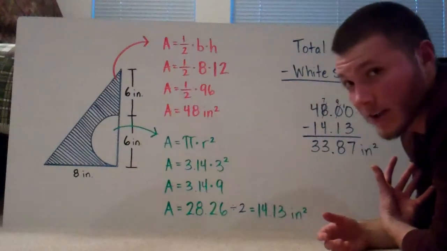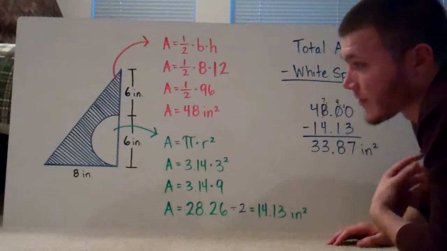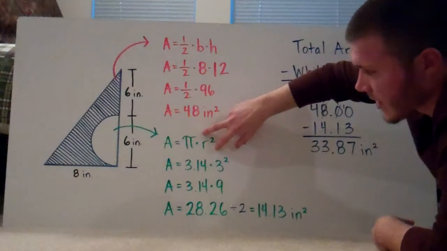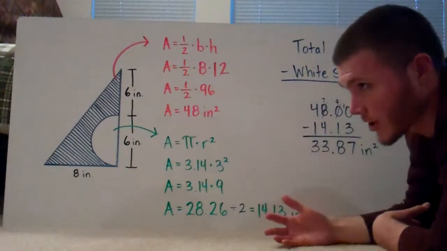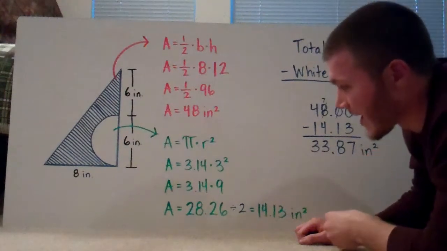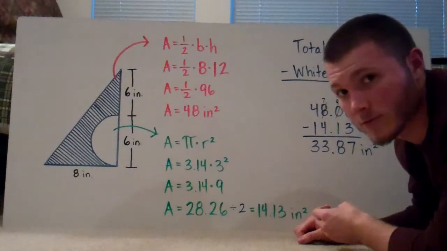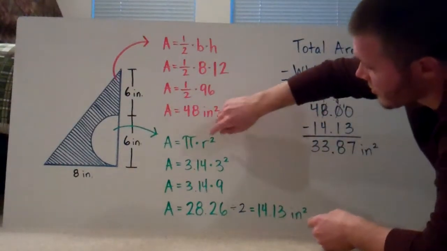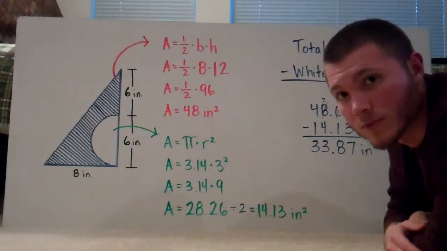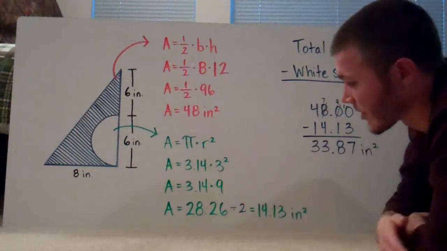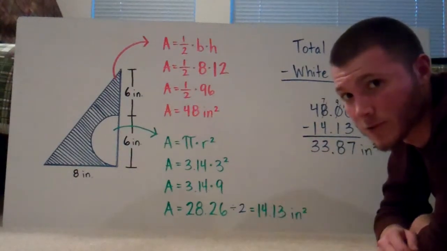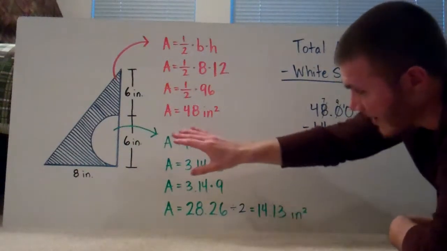When you're finding the area of a semicircle, use the circle's area formula, and after you get your answer, divide by 2. I'll say that one more time. When finding the area of a semicircle, use the circle's area formula, and then divide by 2 after you solve for the area. That gives you the area of half a circle.